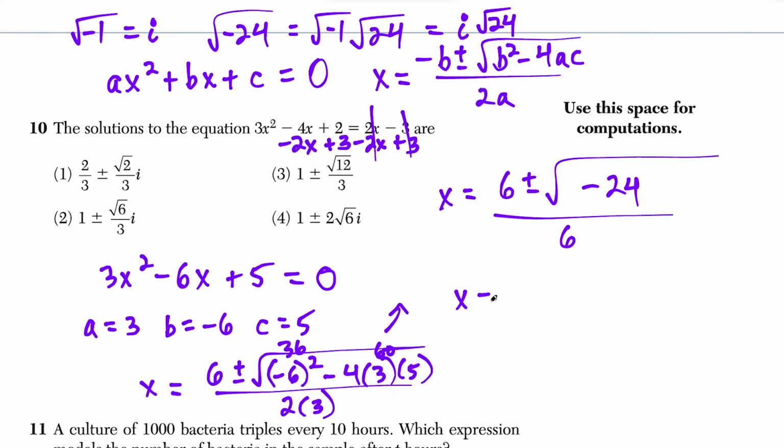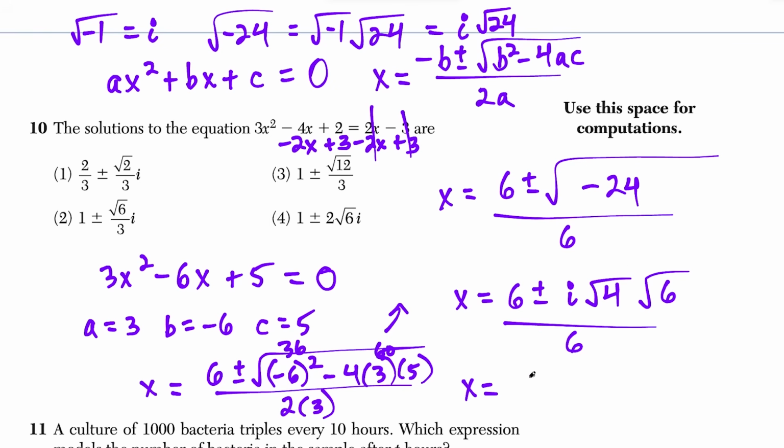So now we're going to have x equals 6 plus or minus. And now this is i times radical 24, but I'm going to call this the square root of 4 times the square root of 6. The reason being is I want to simplify this and write it in simplest radical form. So when I'm doing that, I need to find a perfect square factor of the number that I'm breaking down. So that's why I'm going with 4 and 6, and I'm not doing 12 times 2 or 8 times 3, because those are not perfect squares. And now this is all over 6.